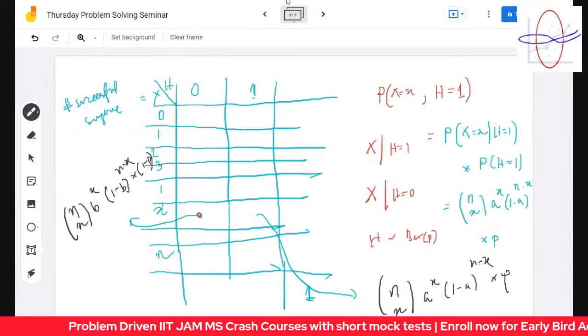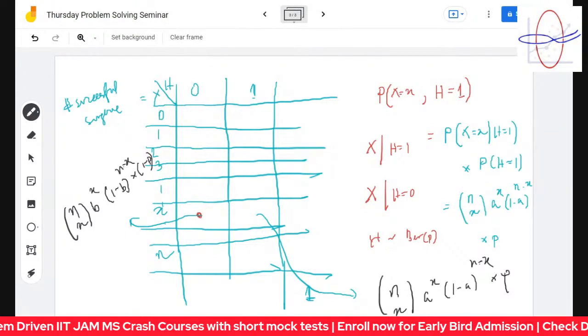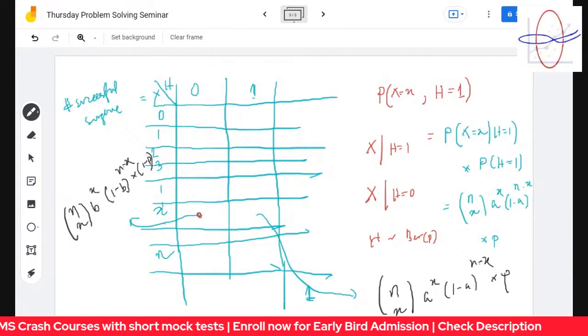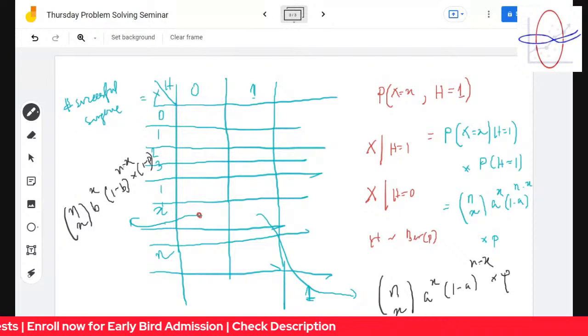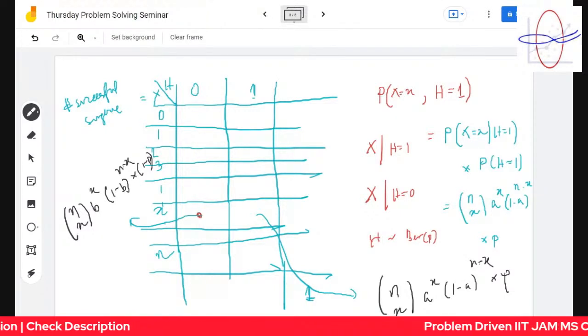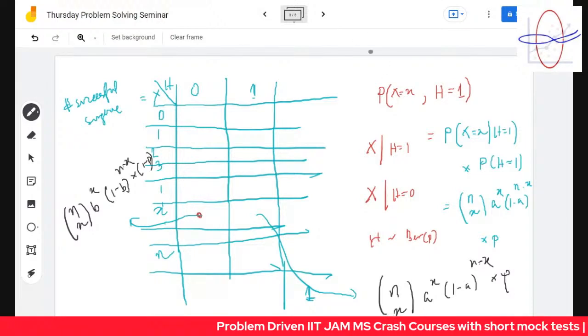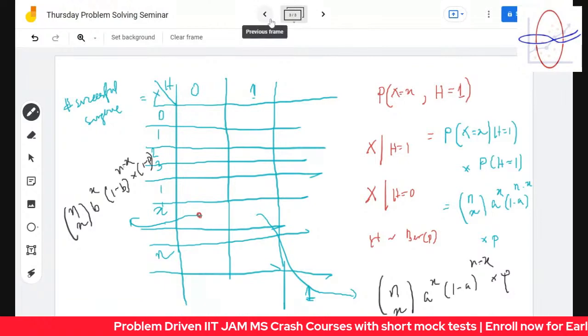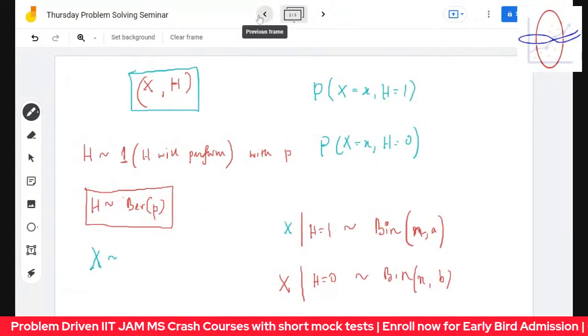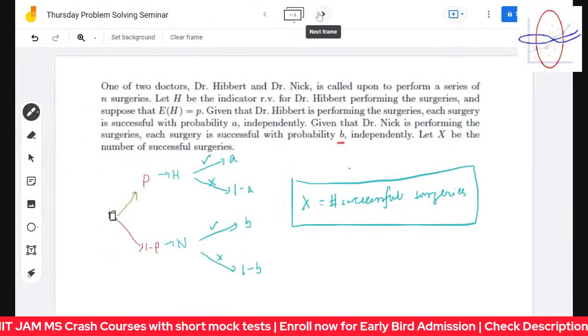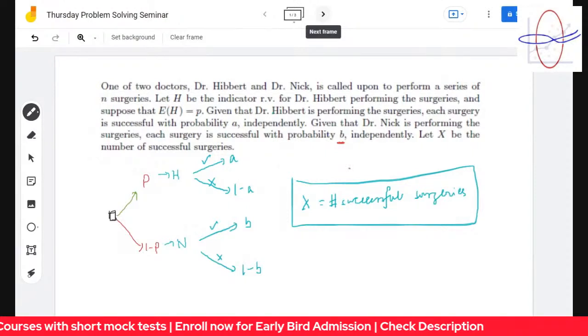Did you understand, guys? Did you understand this? All of you understood this calculation using basic conditional probability. Did you understand how? Yeah, independently of other surgeries. That's why we can do binomial, because each one of them is a Bernoulli. Each surgery is a Bernoulli.